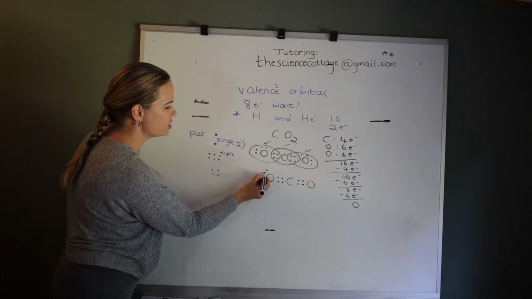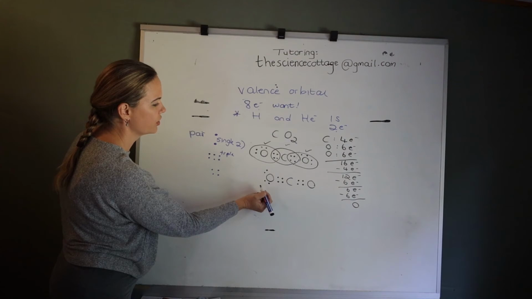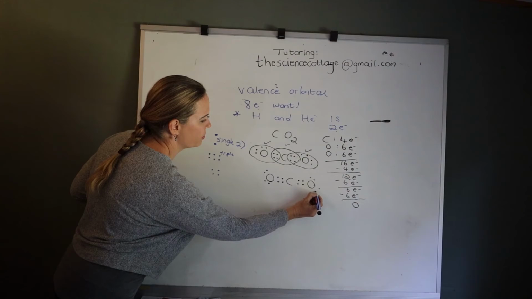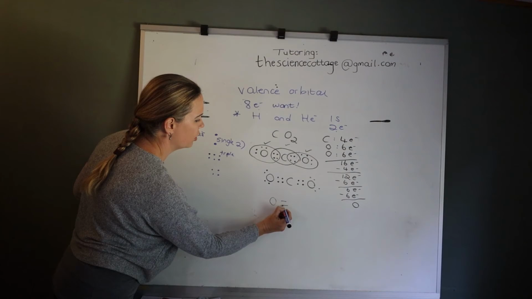The pairs of electrons will repel each other as much as possible because negative and negative push each other away. And there's the other 2 lone pairs. The Lewis structure will look like this. Oxygen, double bond, carbon, double bond, oxygen.